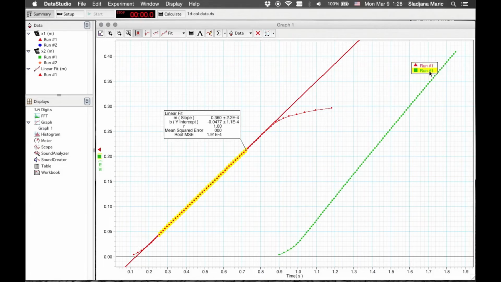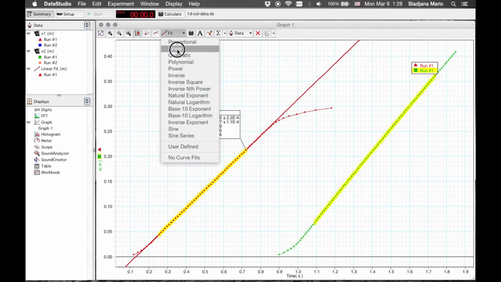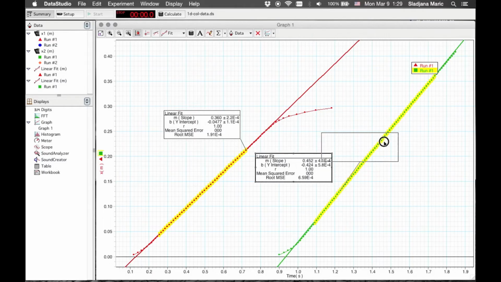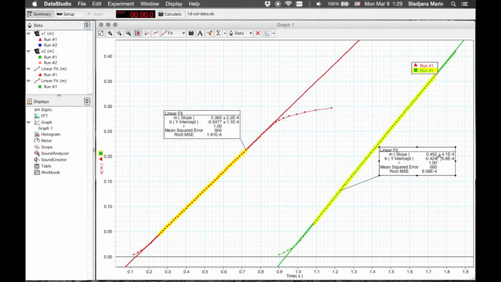We will highlight run number 1 for the green curve. This is the curve for the target after the collision. Then go ahead and highlight the portion of the data that is away from the point of the collision, and then use the linear fit and get the velocity. The velocity you obtained is the final velocity for the target. You will record this in your laboratory manual.